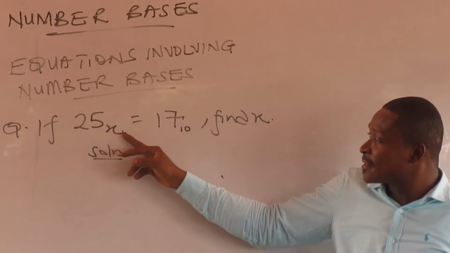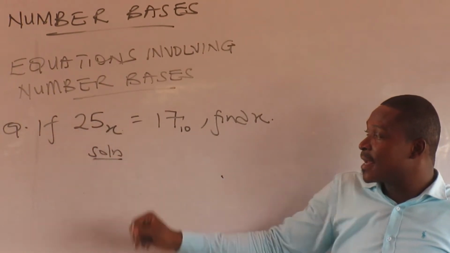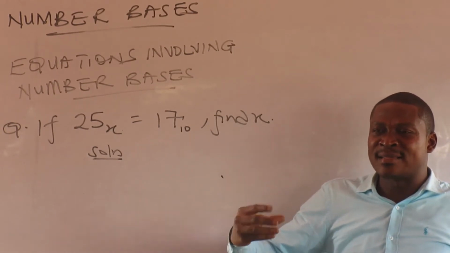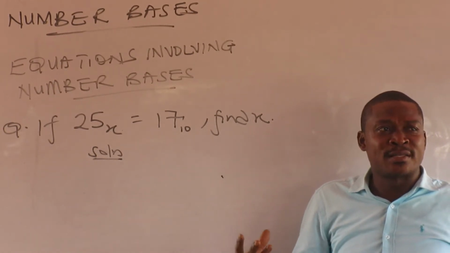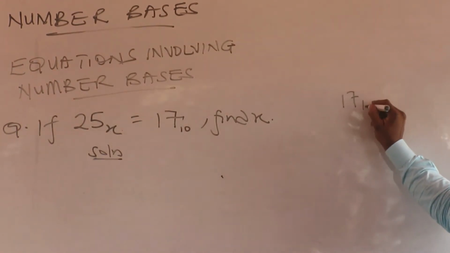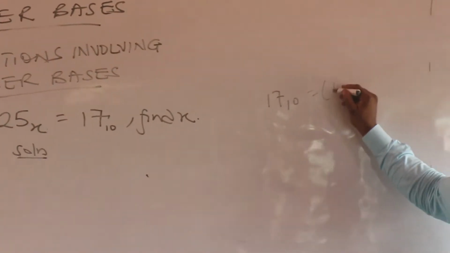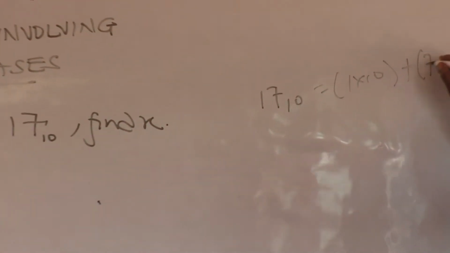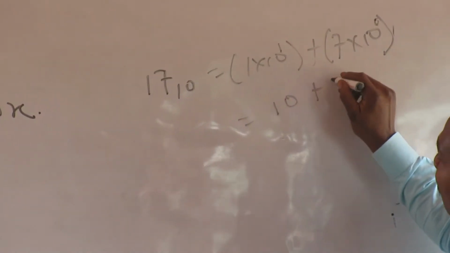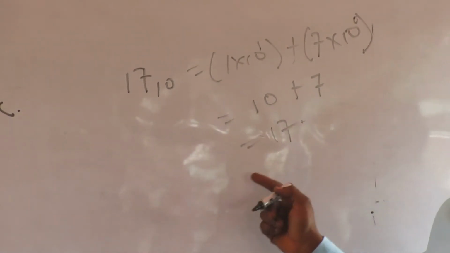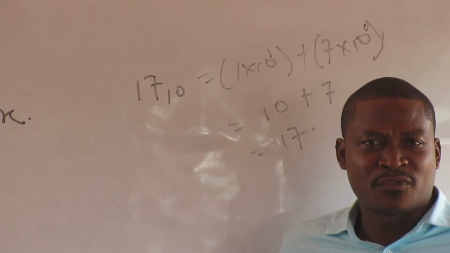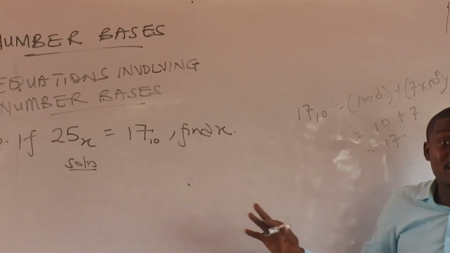So before I find x, this 25 is in base x, this 17 is in base 10. And when you have a number like 17 base 10, you know it is the same as 17. Let's prove it and see. If I have here 17 base 10, so I have 1 times 10 to the power 1 plus 7 times 10 to the power 0. This is 0, this is 1. I'm going to get 10 plus 7. I get 17. So when you have a number in base 10, why then do you want to convert it again? It's tautology, waste of time. So 17 base 10 same as what? 17.